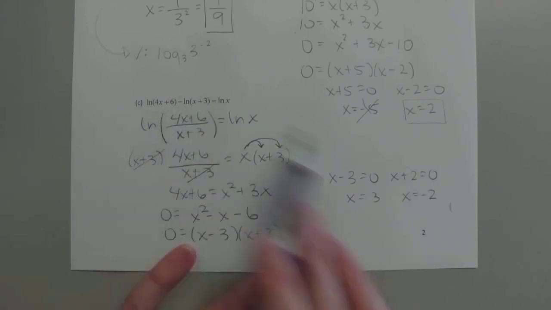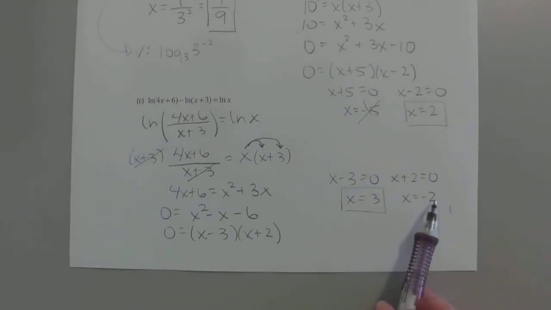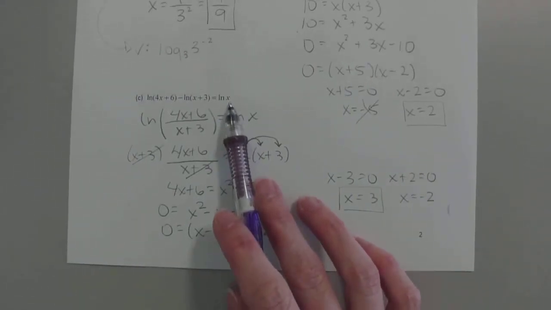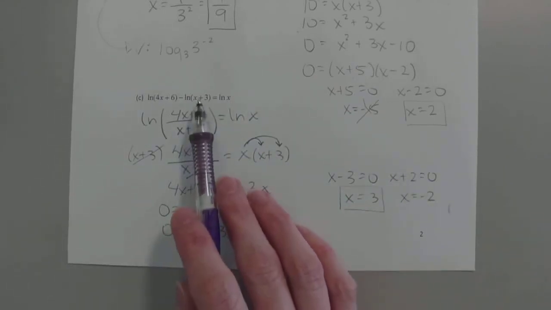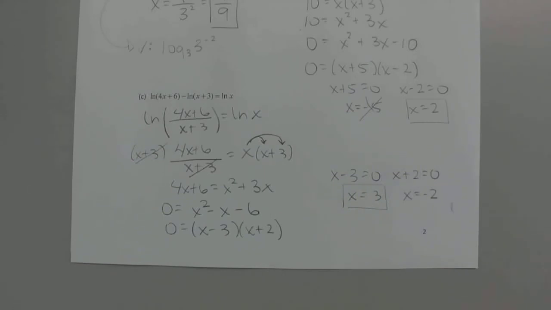And don't be too quick to rule out the negative 2 just because it's negative. When you go to plug it in, it might work. We don't know. So the 3 should be fine because when you throw 3 in here, 3 times 4 is 12. 12 plus 6 is 18, so that's good. And you throw it in here, 3 plus 3 is 6. That's positive. And then 3 is 3. So that's good. So it's good for sure.